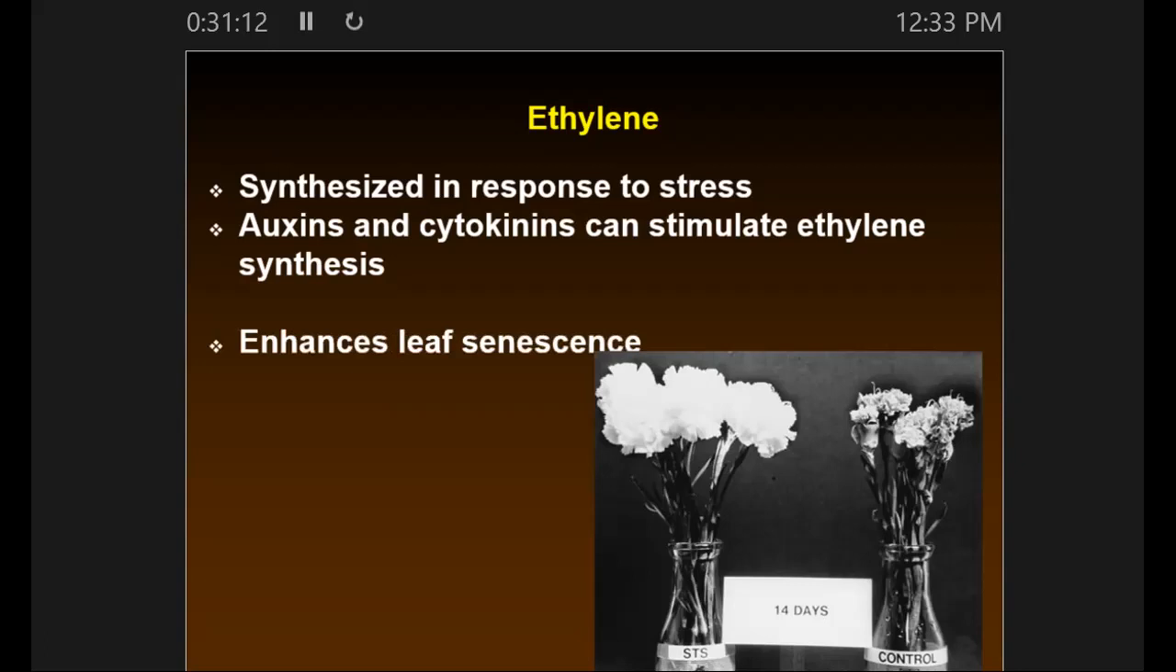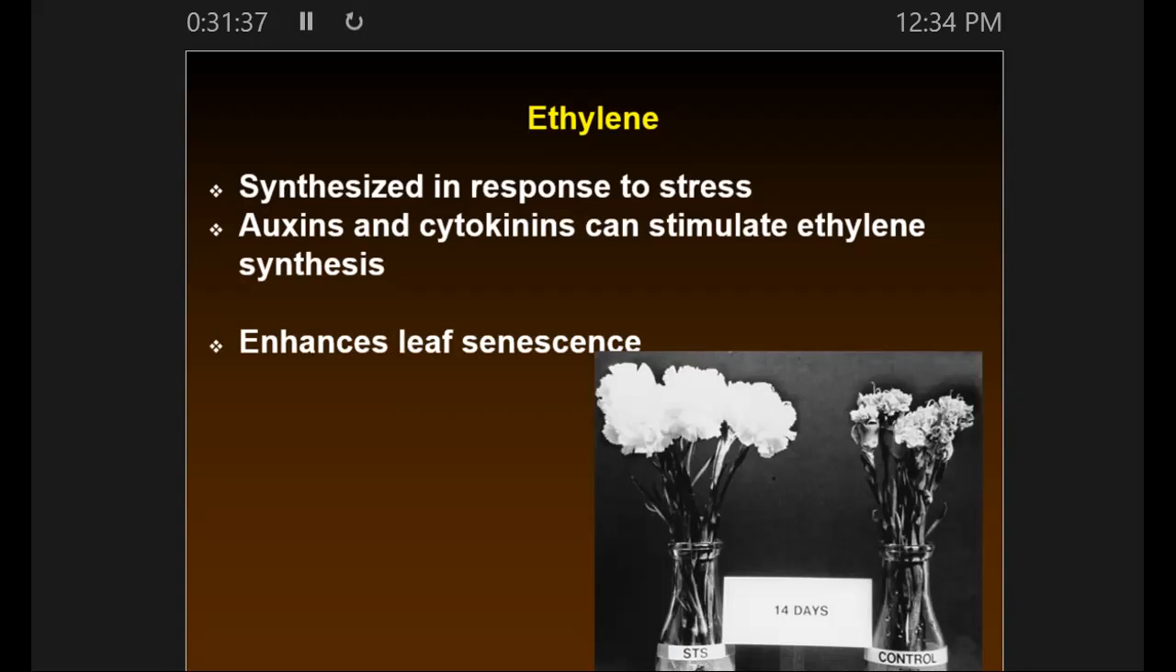So what you're seeing here is flowers are essentially modified leaves. So you're seeing enhanced leaf senescence in the presence of ethylene. And it speeds up, in this case, the flower death. So again, if you're trying to make a profit off that, you want to minimize the presence of ethylene in your crop.